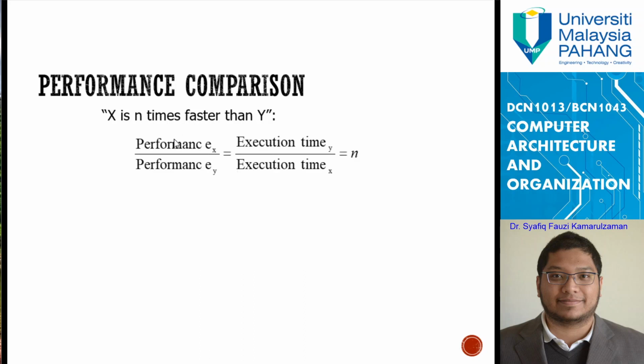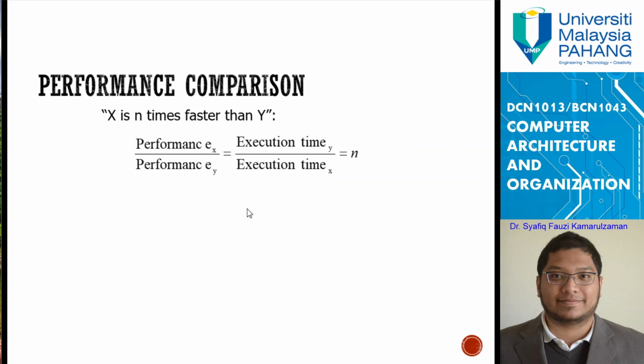So basically, the performance of X compared to the performance of Y is equal to the execution time of Y divided by the execution time of X. Through this, you will get the n. This is where you have, for example, X is 2 times faster than Y, or Y is 2 times slower than X, okay? So this is where you can see the performance.